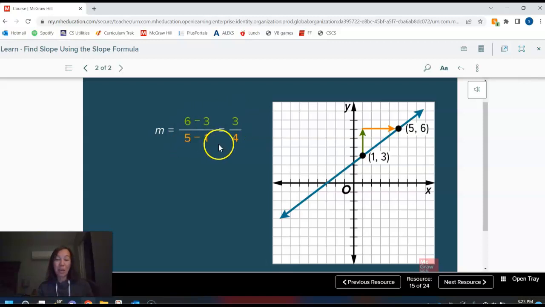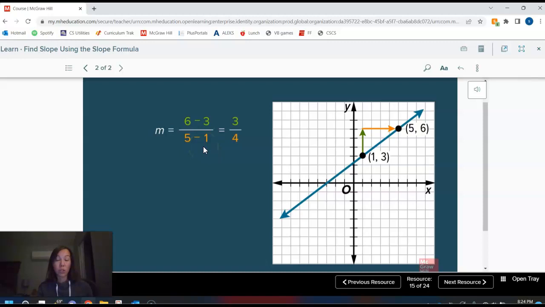So like I said, it doesn't matter which one you pick to be x1, y1, x2, y2. But notice that the 5 and the 6 go together in the same position, and the 1 and the 3 go together. So it could be the 3 and the 1 and the 6, 5 here. That doesn't matter. You'll get the same answer in the end, but make sure you keep a point together in the same spot.